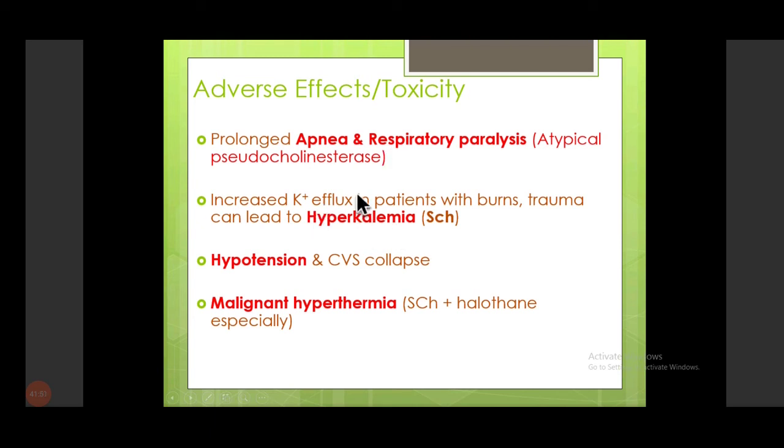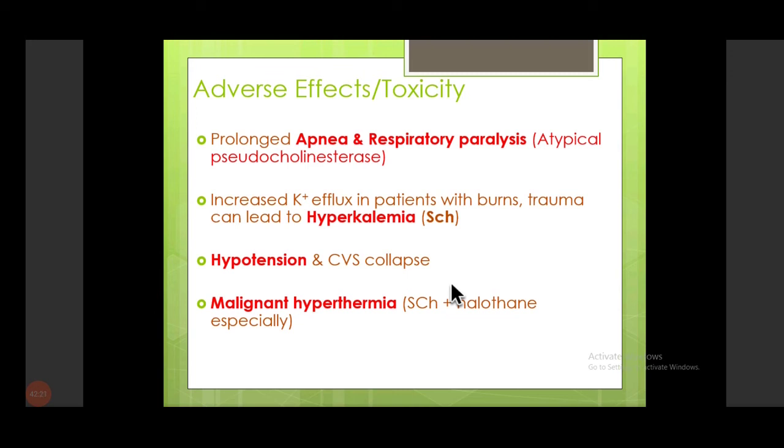Pseudocholinesterase. Increased potassium efflux in patients with the predisposing conditions might exacerbate the hyperkalemia. Hypotension and CVS collapse. Because it would stimulate the parasympathetic ganglion at a lower dose, there is the potential to cause hypotension and bradycardia.